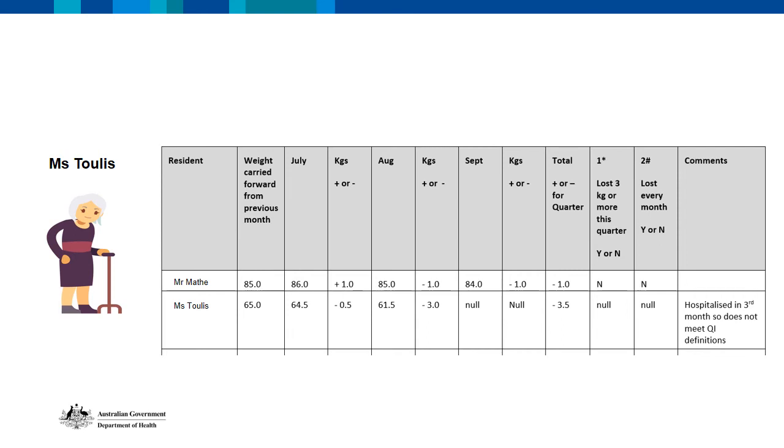During the third month of this quarter, she was hospitalised during the scheduled weight assessment period. You note that Ms. Toulis lost more than 3 kilograms for the quarter, but as she was not available for the final weight assessment, she cannot meet the QI program's definitions and must be excluded from the QI program counts. You mark this as null and add a comment identifying why she wasn't present for the third weigh.